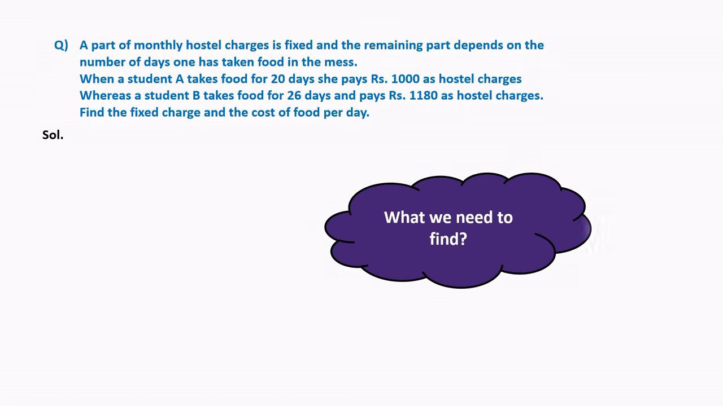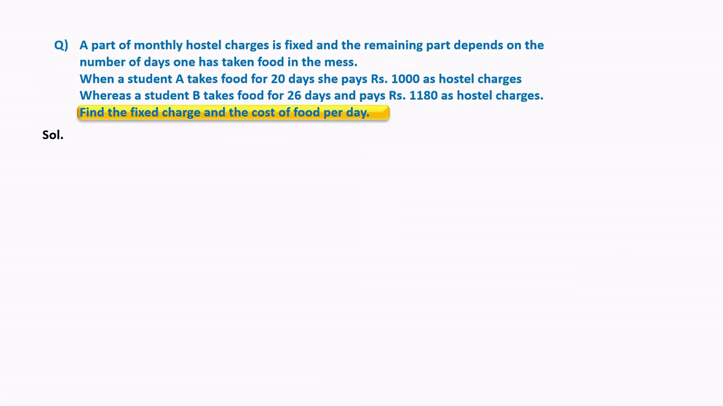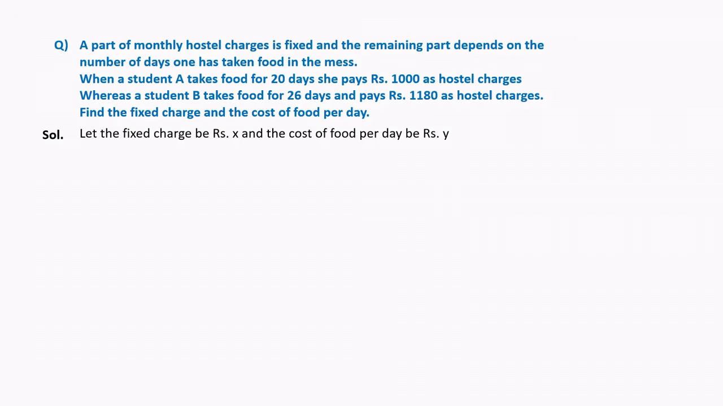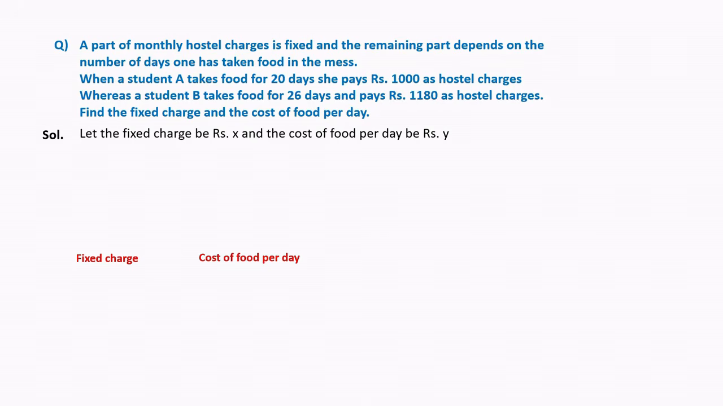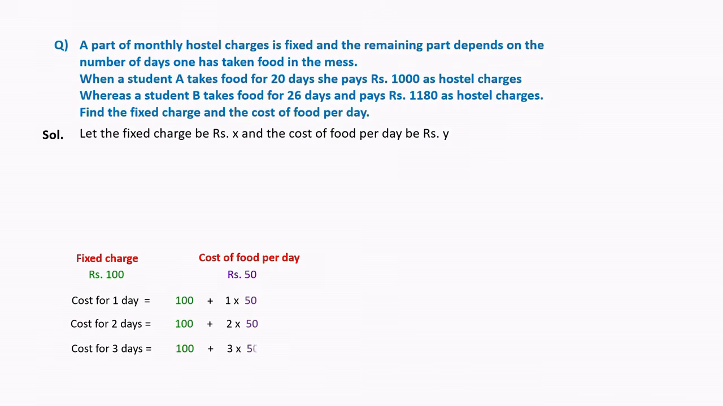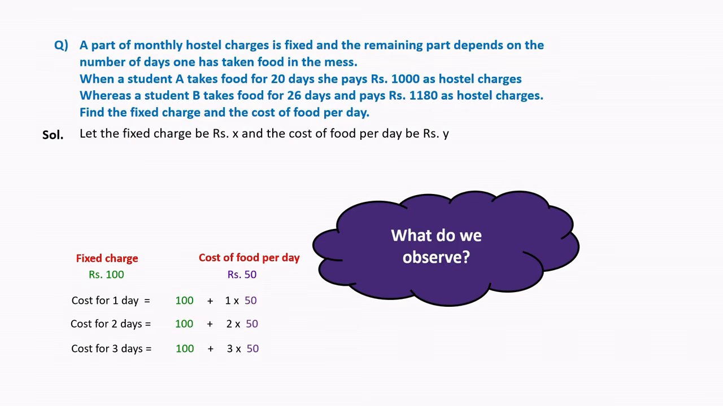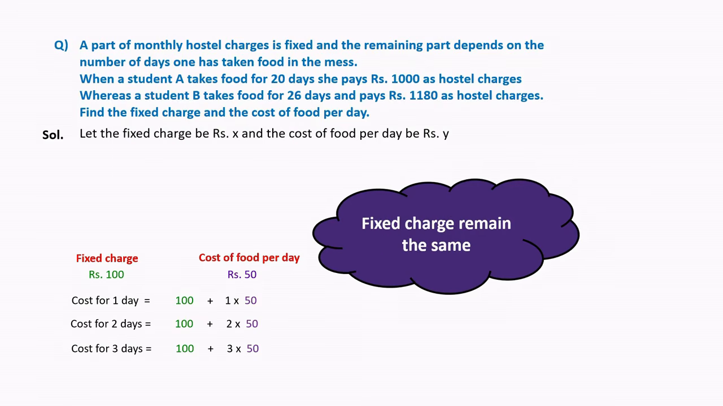Now, let's begin the solution. Let the fixed charge be rupees x and the cost of food per day be rupees y. Let us understand this with an example. The fixed charge always remains the same, irrespective of the number of days. The cost of food changes depending on the number of days. So, total cost is equal to fixed charge plus number of days multiplied by cost per day. That is, total cost equals x plus number of days into y.